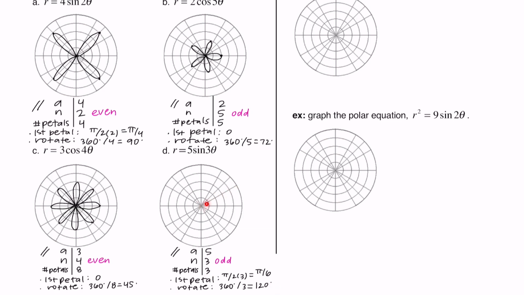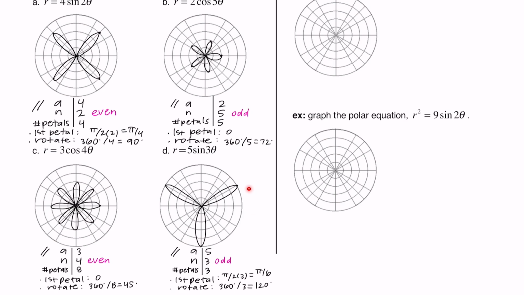So first petal fully extended at pi over 6, and we'll go out a length of 5. And again, pi over 6 is the same as 30 degrees. So then we rotate another 120. So that puts us at 150, so 150 degrees gets us here for the next petal. Starting at 150, we're going to add another 120, so that gets us to 270, which is down here.